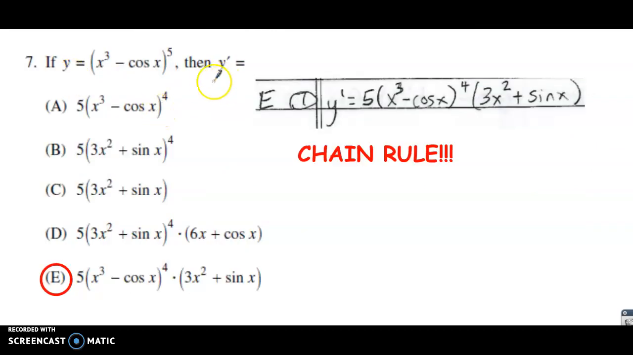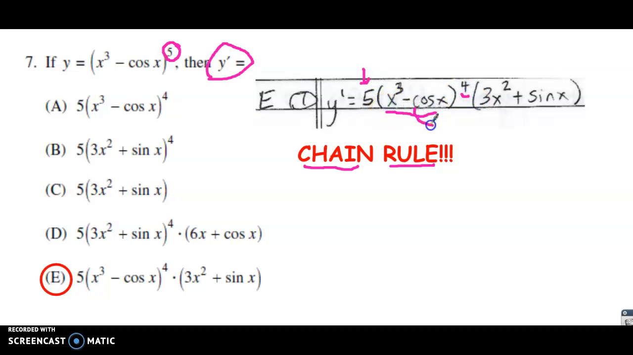Number 7, we're given a function y original, and we're trying to find y prime, the first derivative. So this is a chain rule problem, as you can see. The outside function that we're going to deal with is the power, so we're going to do the power rule. The 5 goes in front, we're going to decrease the power by 1, and we're going to leave the inside alone.